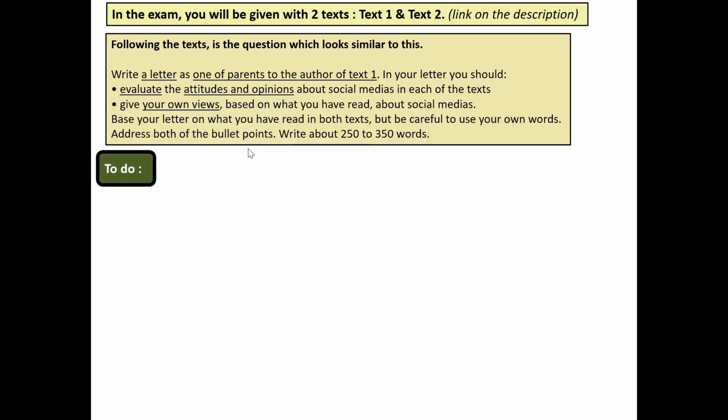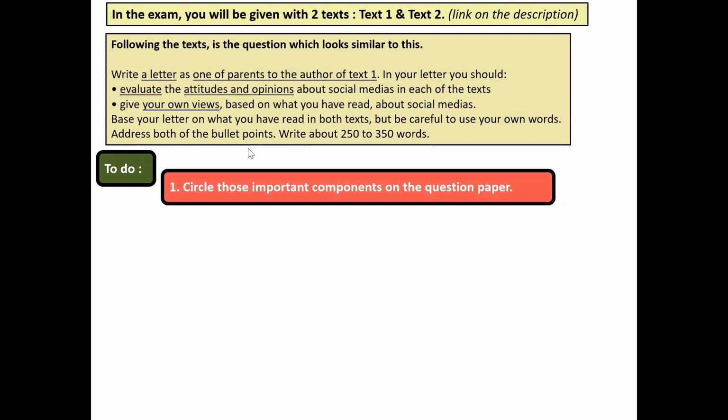So if you discover this type of question, what to do? The first one, circle the important components on the question paper. Here, instead of circling, I underline them. Here: a letter, one of the parents to the author, which is the context; evaluate; attitudes and opinions. I should have also underlined social media. These are the items that we will discuss. And your own view.